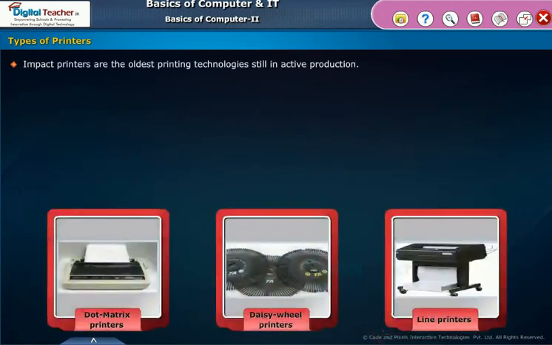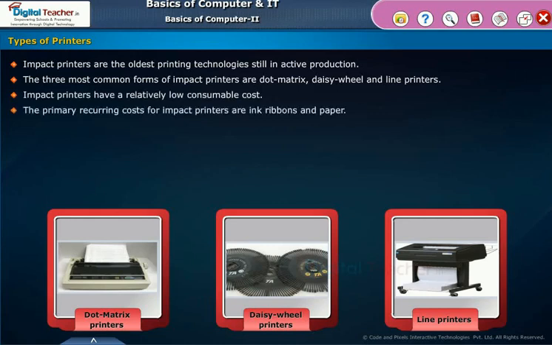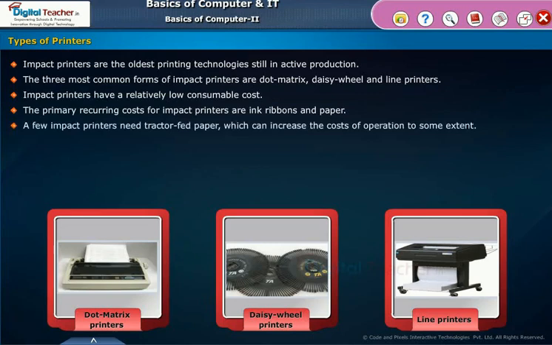Impact printers are the oldest printing technologies still in active production. The three most common forms of impact printers are dot matrix, daisy wheel and line printers. Impact printers have a relatively low consumable cost. The primary recurring costs for impact printers are ink ribbons and paper. A few impact printers need tractor-fed paper, which can increase the costs of operation to some extent.